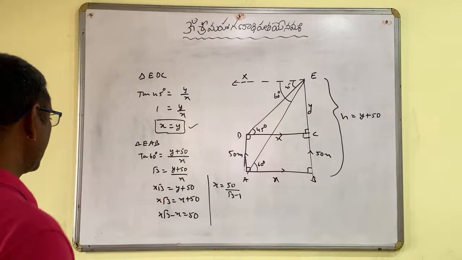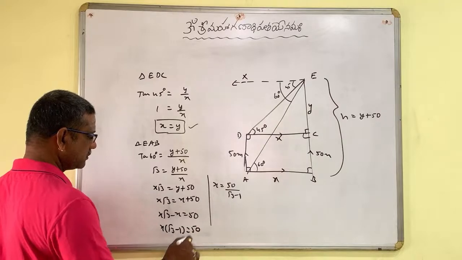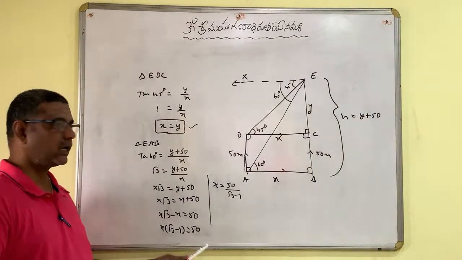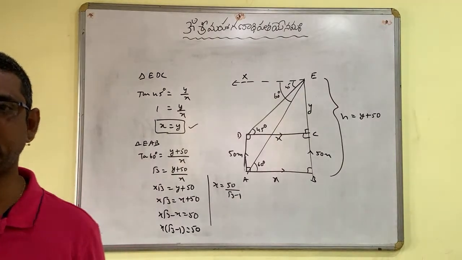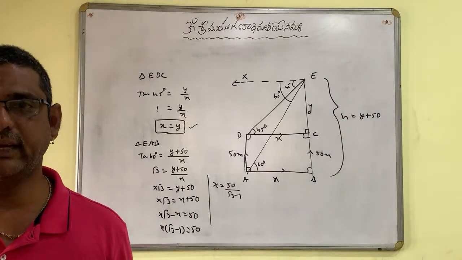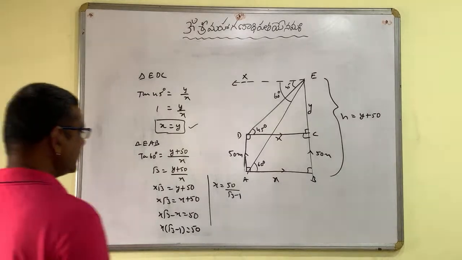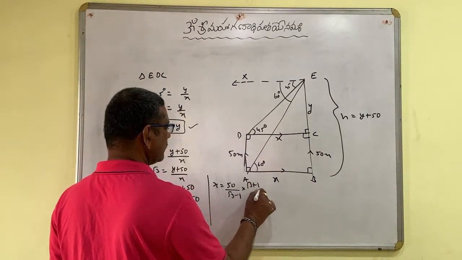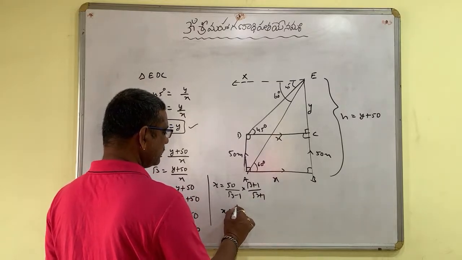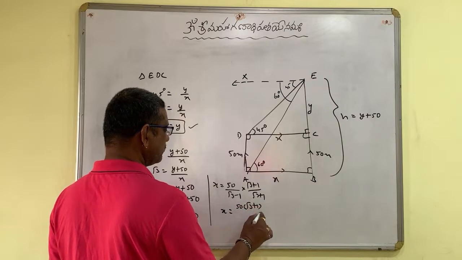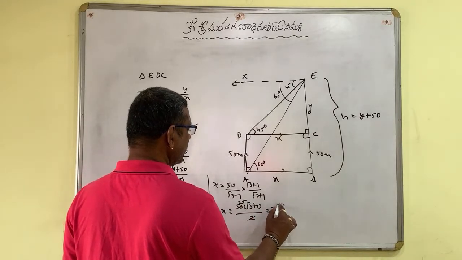You can take x common over here: x into (root 3 minus 1) is equal to 50, then x will be 50 by (root 3 minus 1). Rationalize. When we rationalize, x will be 50 into (root 3 plus 1) by 2, that is 25 into (root 3 plus 1).